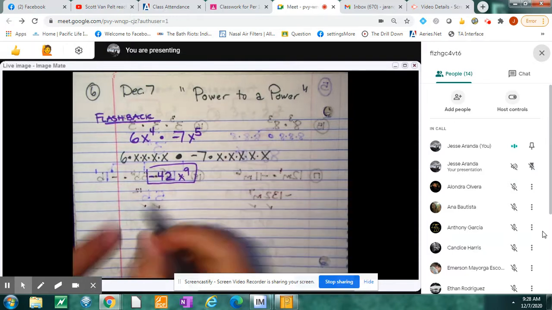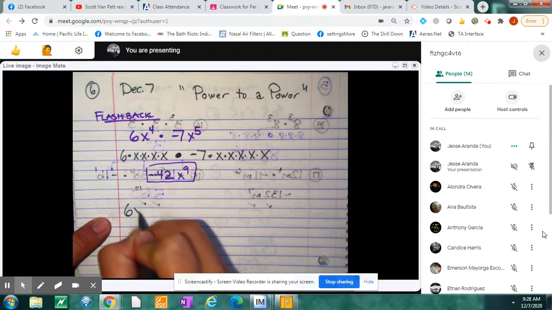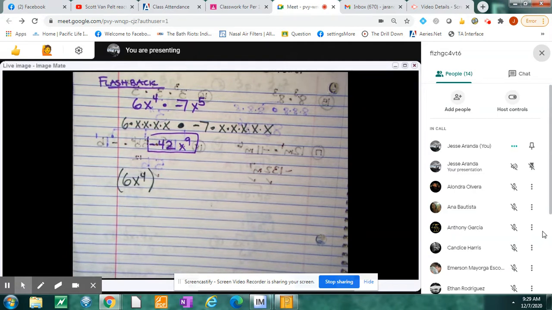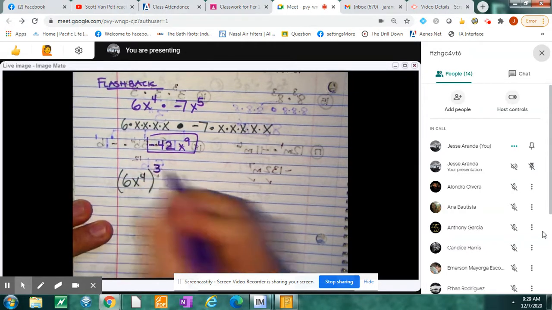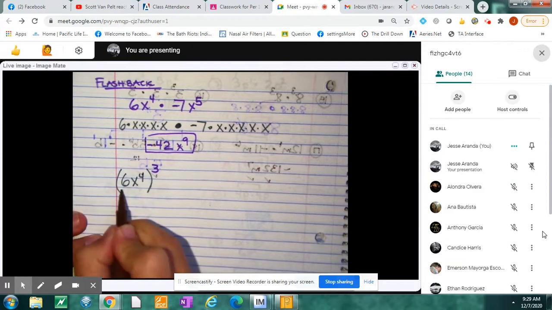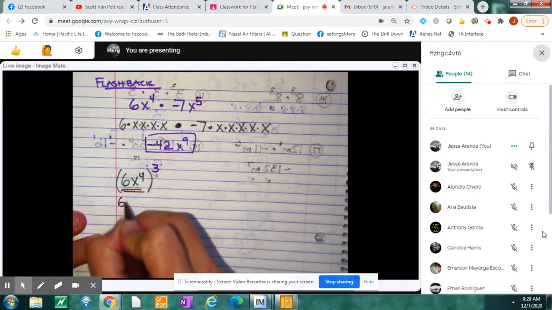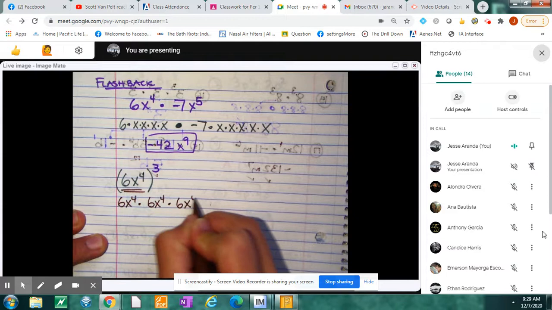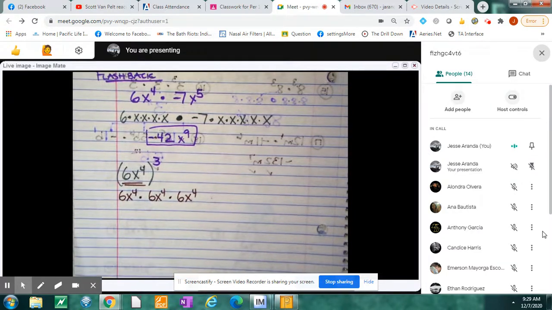So today, if I have 6x to the 4, now I'm going to put that in parentheses, and I'm going to raise, like if you're playing cards, I'll raise you, let's say, 3. So there you have a power to a power. Technically, when you have the parentheses and you're raising it, you got to write this here 3 times: 6x to the 4 times 6x to the 4 times 6x to the 4. See that? Because you're raising 6x to the 4th to the power of 3.